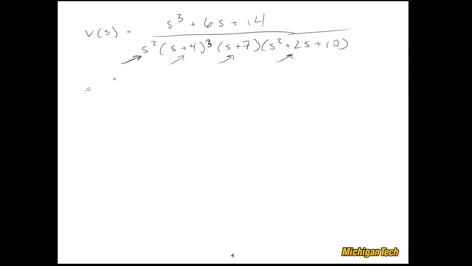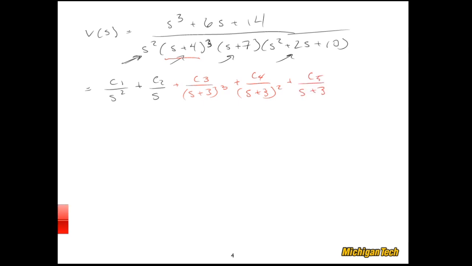This one breaks up into c1 over s squared plus c2 over s. My c's are these unknown coefficients. Let me switch to red and focus on this term now. This breaks up into c3 over s plus 3 cubed, plus c4 over s plus 3 squared, plus c5 over s plus 3.